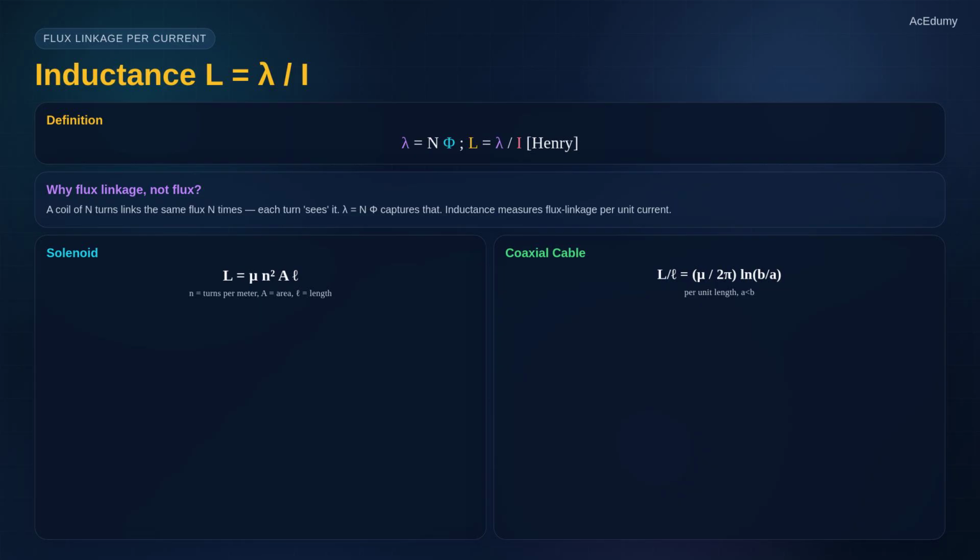For a coaxial cable, a similar derivation gives inductance per unit length equal to mu over 2 pi times the natural log of B over A, where A is the inner radius and B the outer. These are the two formulas you'll reach for most often.